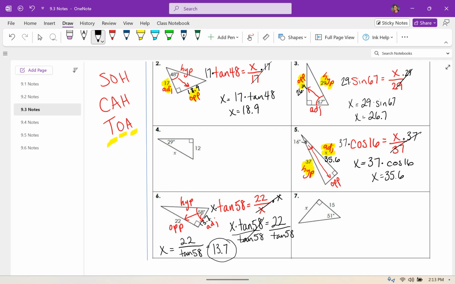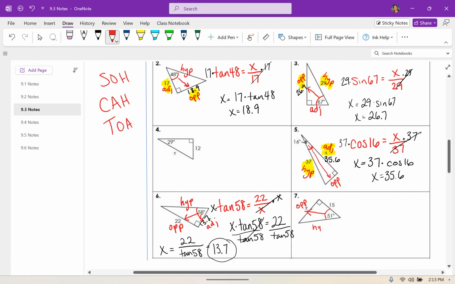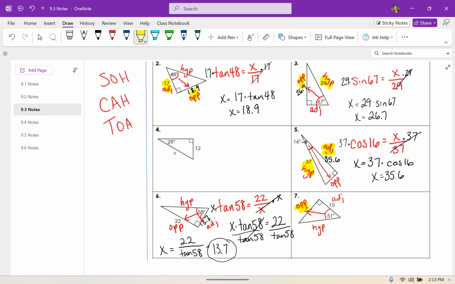Okay, let's do number 7, then we'll go back up towards the top. So number 7, I'm given the opposite again. Do you guys see the hypotenuse is not being used? So that means that 15 is adjacent. So I am given opposite and adjacent, so OA. Hopefully you can see we're using tangent again. So tangent of the angle 51 equals opposite over adjacent.